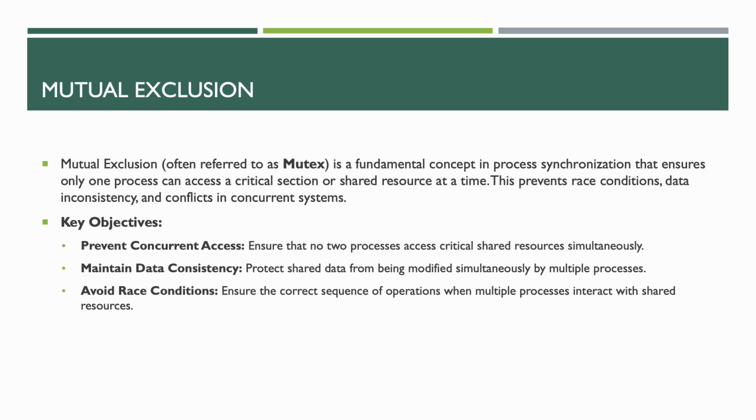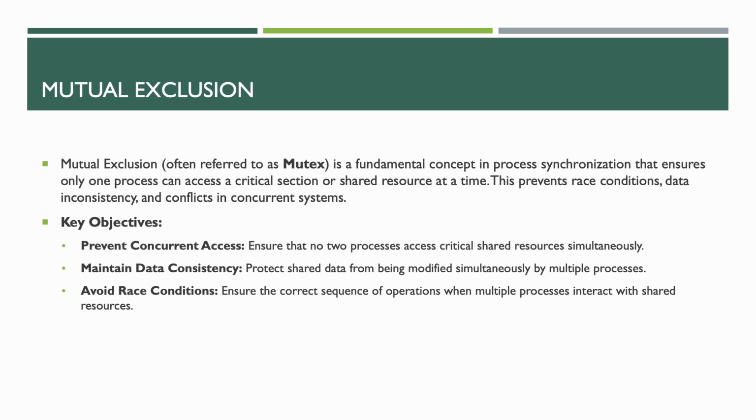Mutual exclusion, or mutex. In a concurrent system where multiple processes run simultaneously, they often need to access shared resources like memory, files, or devices. Without proper control, these processes can interfere with each other, leading to data inconsistency, race conditions, and system instability. To prevent such conflicts, operating systems use a key principle called mutual exclusion, commonly implemented through mutex.